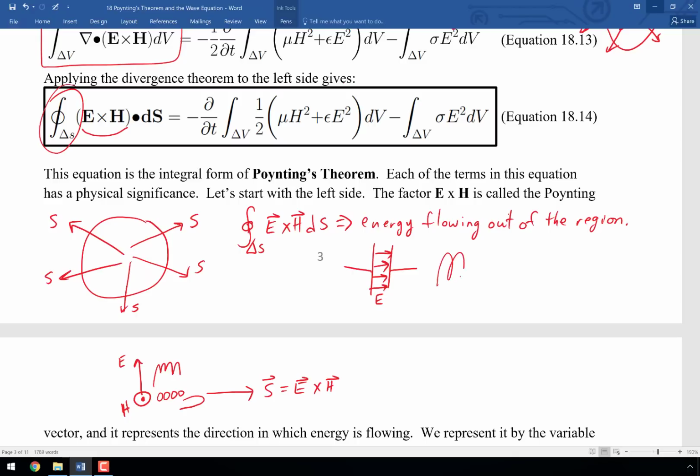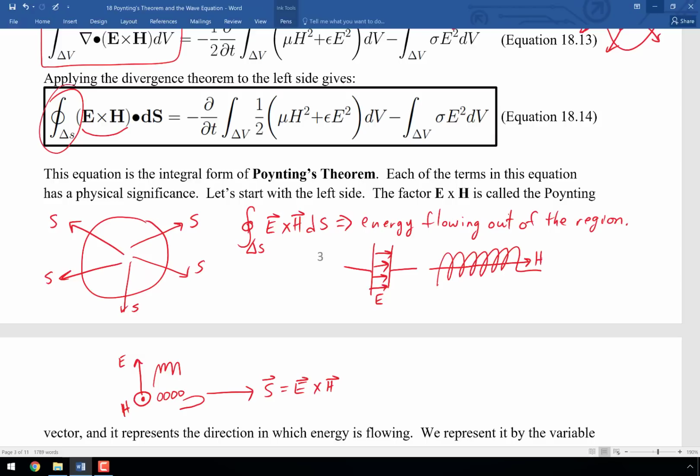Similarly, if we have an inductor, which is really just a coil of wire, there's a magnetic field flowing up the middle, and that magnetic field can be used to store energy. Now we have an expression that represents how much energy is being stored: 1/2 mu H squared plus 1/2 epsilon E squared.